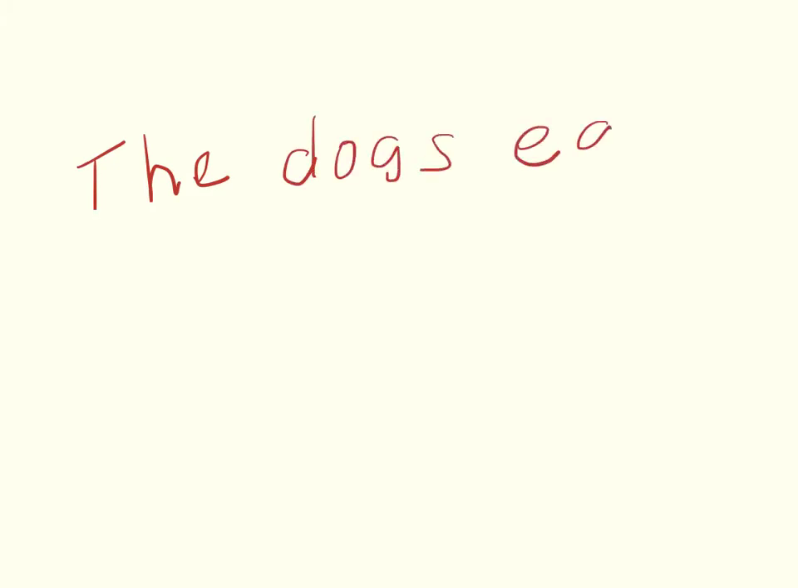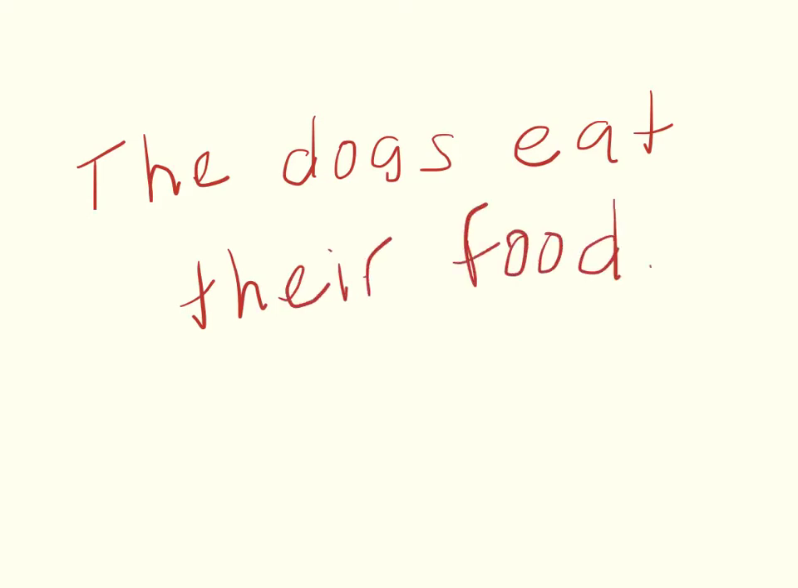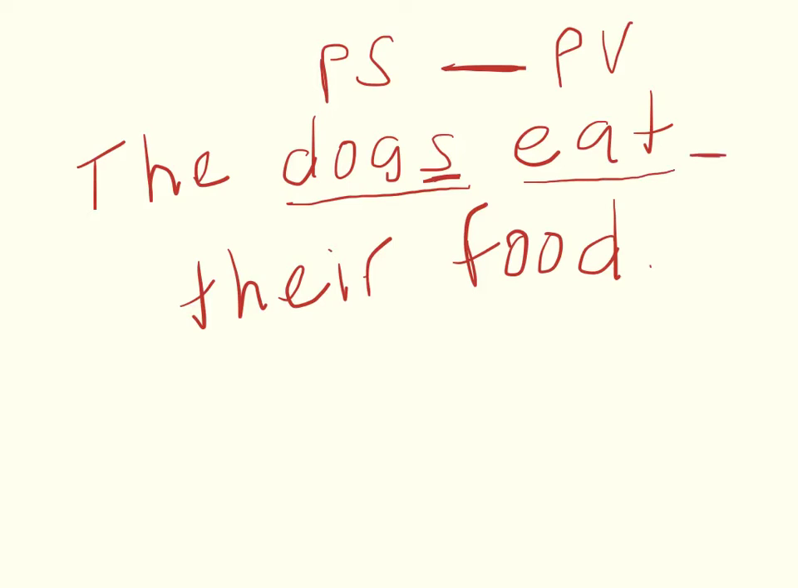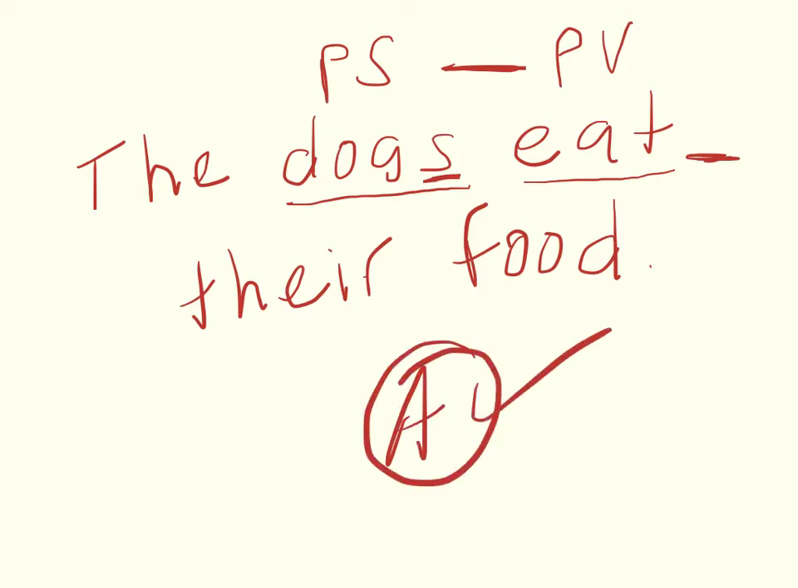So let's see what that looks like in a sentence. The dogs eat their food. What's the subject in this sentence? Correct, dogs. And that is a plural subject. Notice that it ends in S. Remember, plural subjects must take a plural verb, and that is subject-verb agreement. Notice that the plural verb is eat, does not end in S. All right? And again, that is subject-verb agreement. Very good. Let's take a look at another sentence.